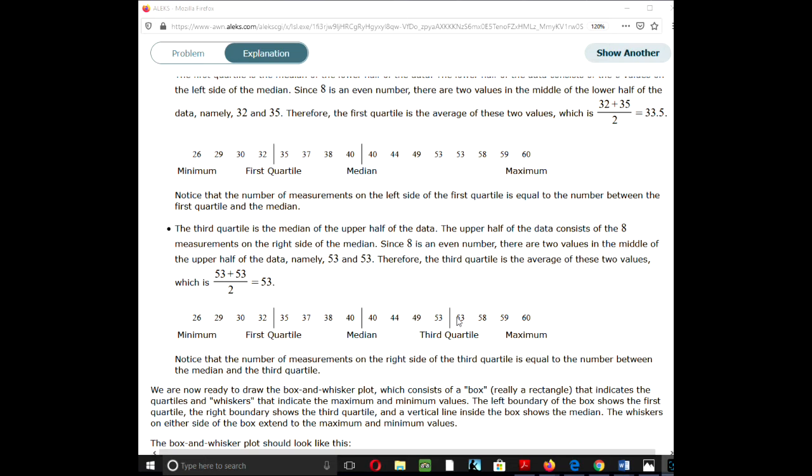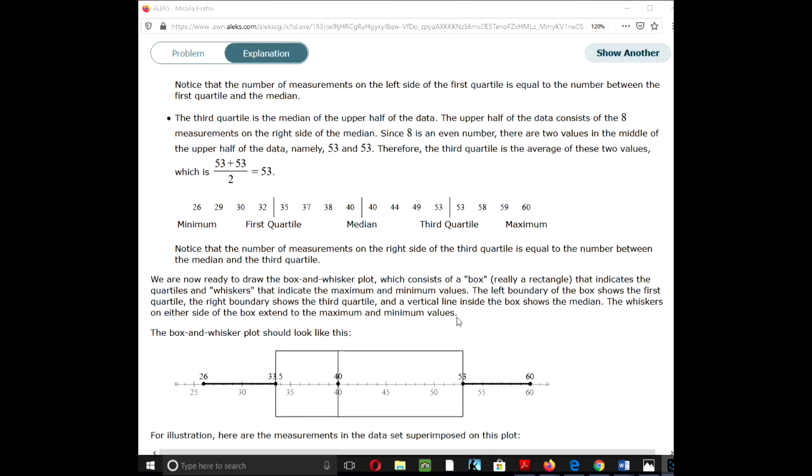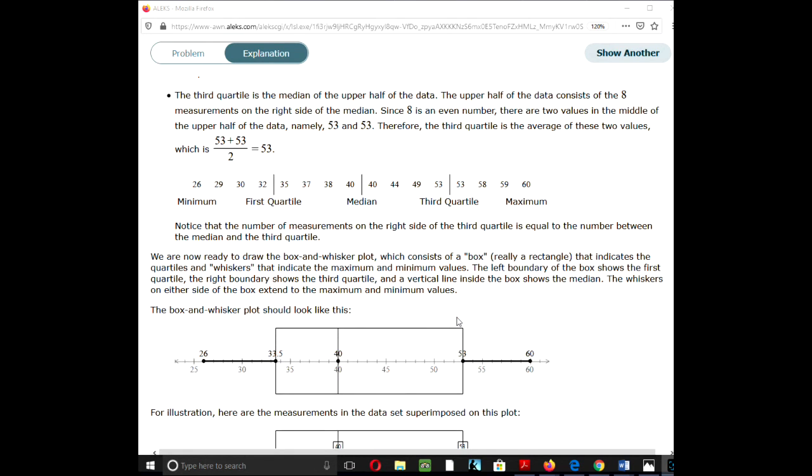So what we're going to do is simply plot all of those numbers. You can see here the first plot will be 40, because that's our median number of all of the numbers. The number on the lower quartile will be 33.5, and then on the third quartile we have 53. So those would be our first 3 dots that we would label.